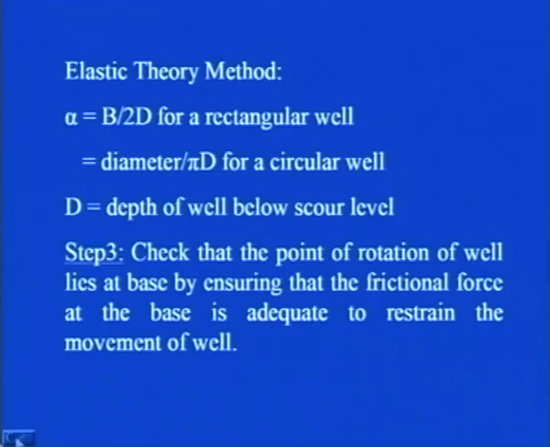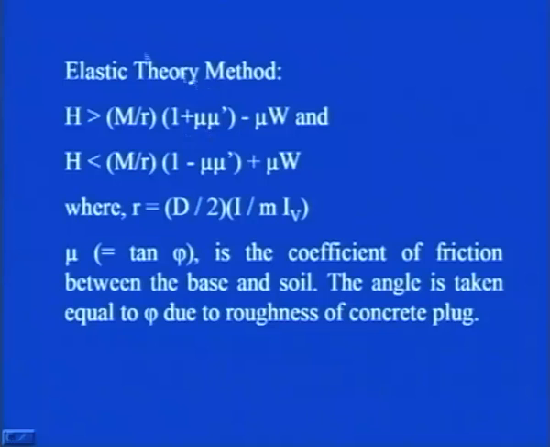So, step 3 is that you have to check that the point of rotation of well lies at base by ensuring that the frictional force at the base is adequate to restrain the movement of well. And how it can be done is that you have to see to it that the horizontal force H should be greater than M by r into (1 plus mu mu prime) minus mu times W, and at the same time H should be less than M by r into (1 minus mu mu prime) plus mu W, where r is equal to d by 2 minus I by (M I v), and mu is equal to tan phi, the coefficient of friction between the base of well and the soil. The angle is taken to be equal to phi due to roughness of concrete plug.